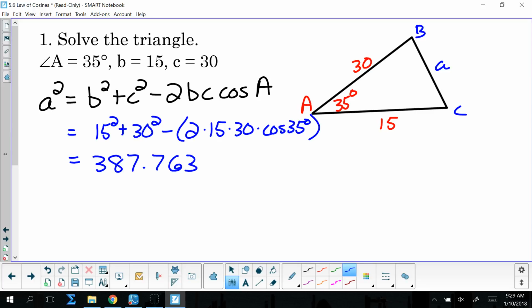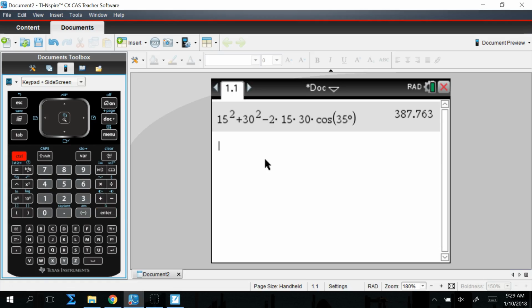Okay? But is that A? What is that? That's A squared. So how am I going to find A? I'm going to square root that. Okay? So I'm going to take the square root of that answer.